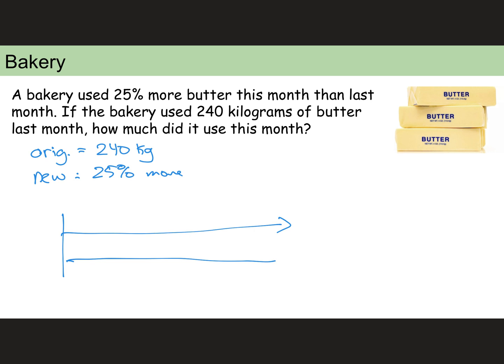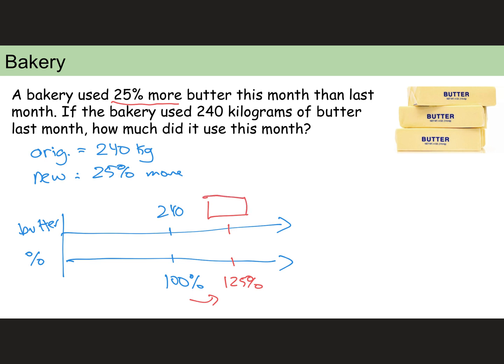I have, let's say, butter, and I have percent. So my original is represented by 100%, which is 240 kilograms of butter. Now what I'm trying to find is my new one. So first I have 25% more, which means it's going to be going towards the right. We have 125% is what we're trying to find. So how many kilograms of butter is what we're trying to find.